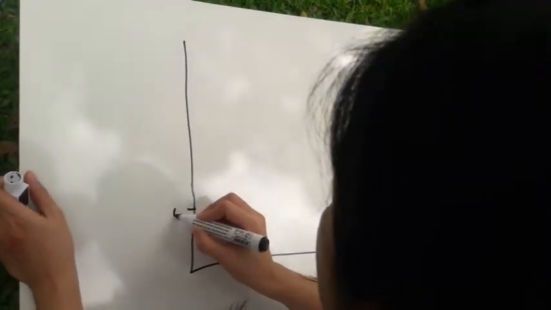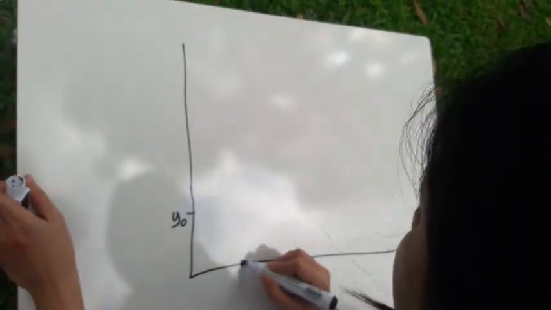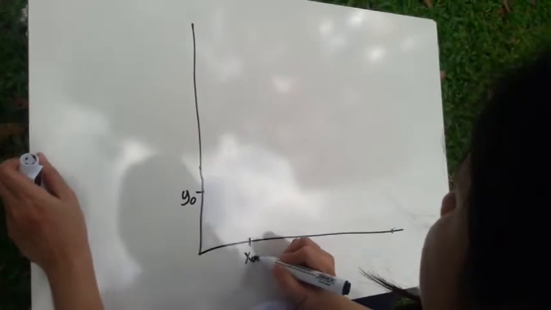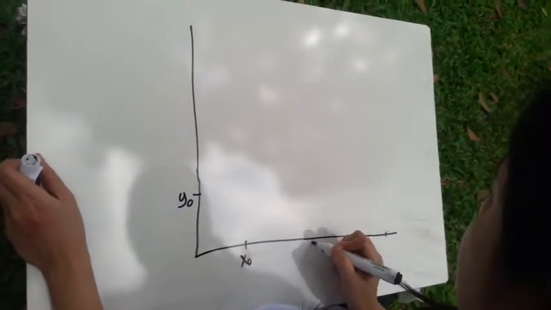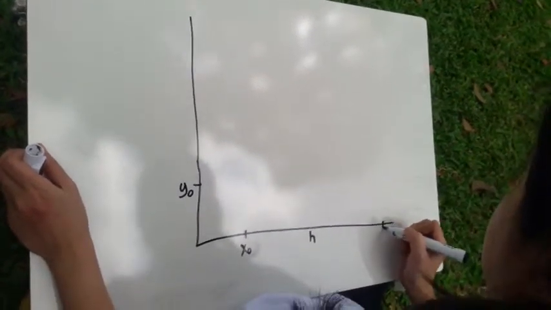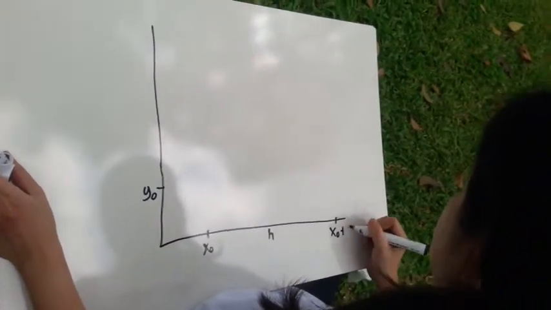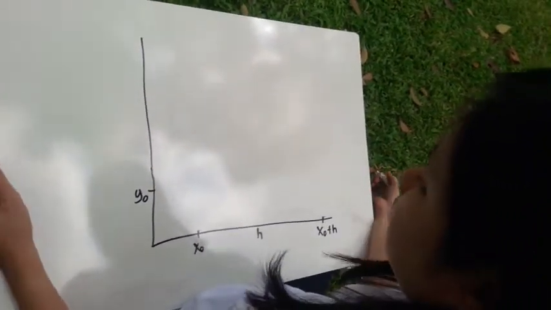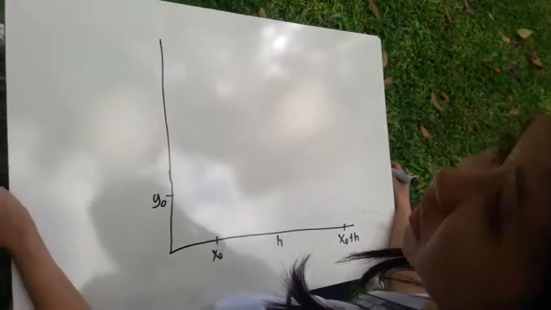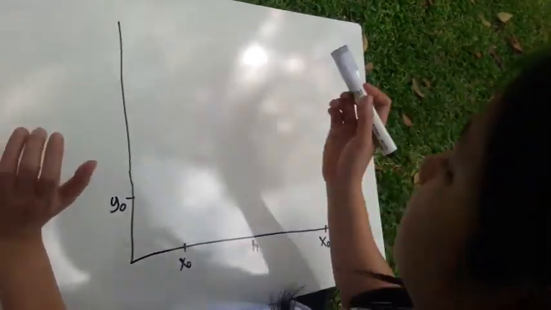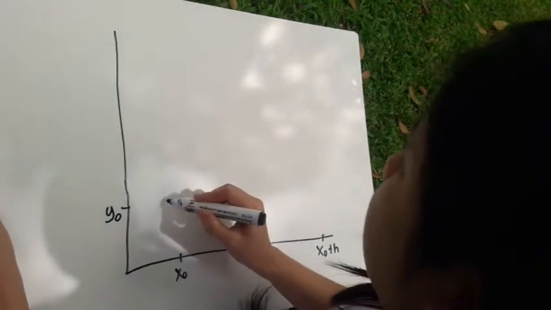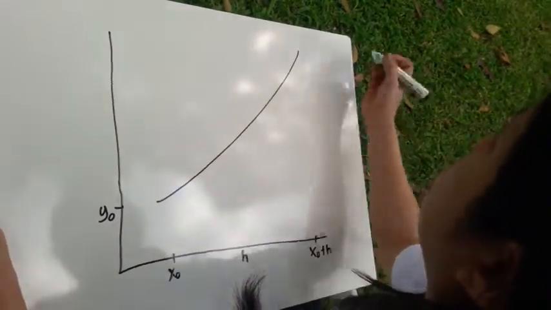So, this is our y sub 0 and this one is our x sub 0, and we go each far away. So this serves as x sub 0 plus h. And then we have our solution curve here.